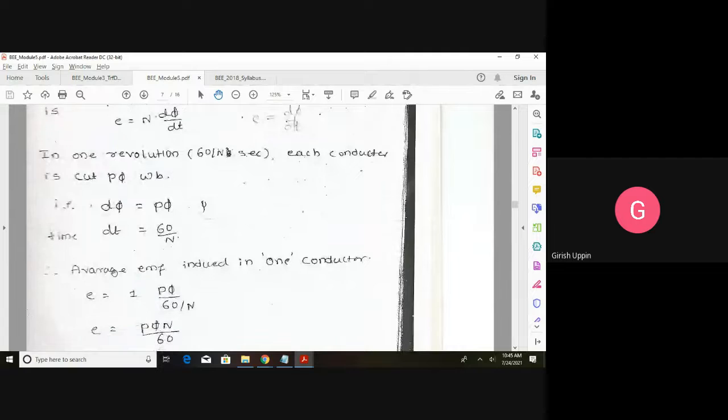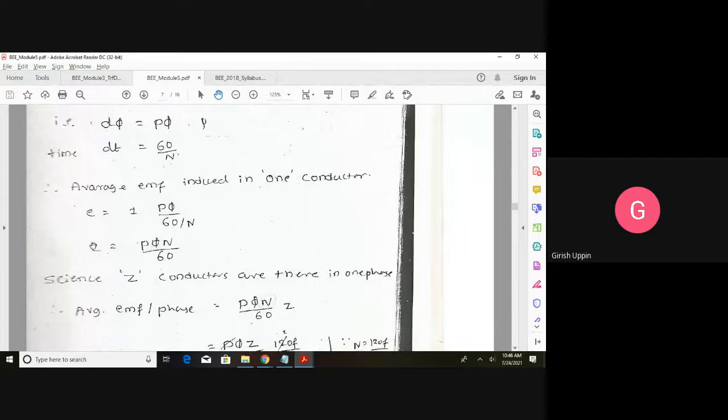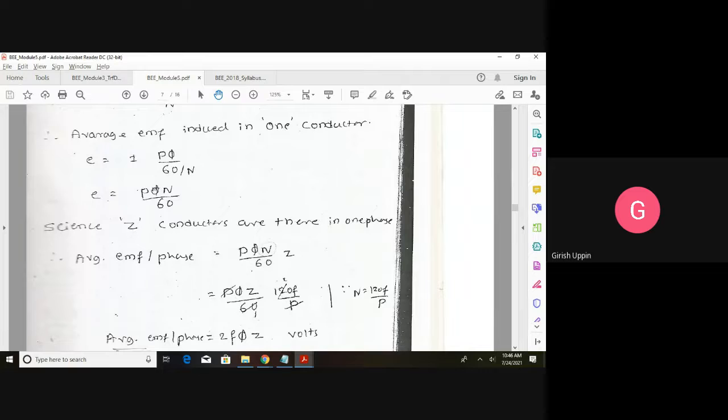Therefore, the average EMF induced in one conductor, so n is 1, E is equal to 1 into dφ, this Pφ, divided by dt. dt is 60 by N. If I put this, I get the average EMF induced in one conductor. E is equal to PφN divided by 60. So how many conductors are there per phase? There are Z conductors. In one conductor, this much EMF is produced; in Z conductors, multiply by Z. Therefore, average EMF per phase is equal to PφN divided by 60 into Z.